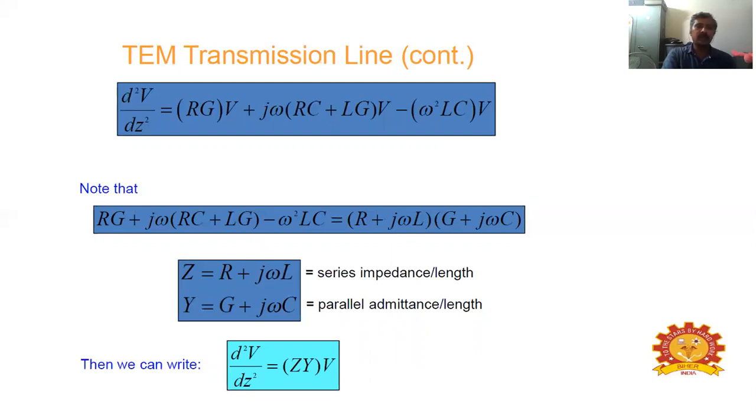We all know very well that the impedance Z is given by R + jωL in the complex form, whereas the admittance Y is given in the complex form as G + jωC. Multiplying the impedance into the admittance, we get (R + jωL)(G + jωC), which is equal to the left hand side of the equation, RG + jω(RC + LG) − ω²LC. So this can be simplified by making these substitutions. We can simply write that d²V/dz² = ZY·V. This is after making the substitution.